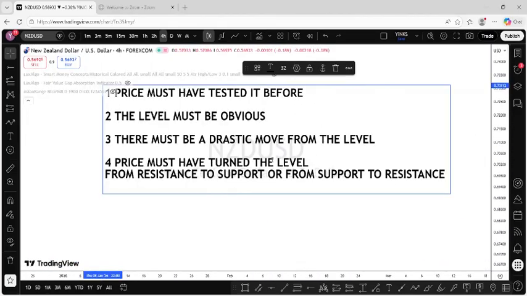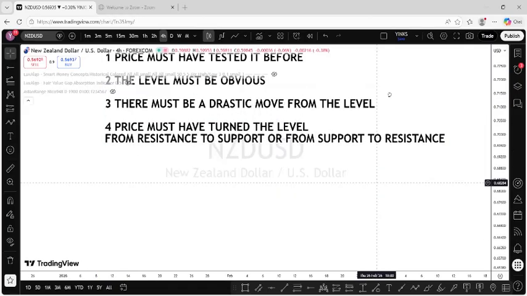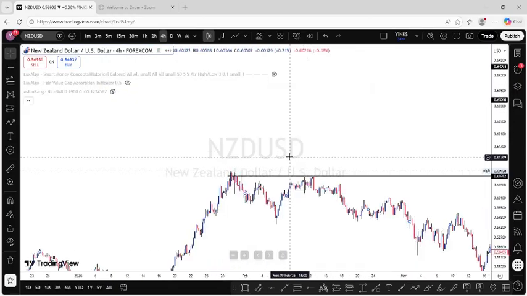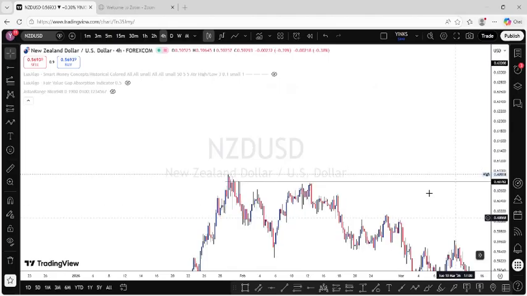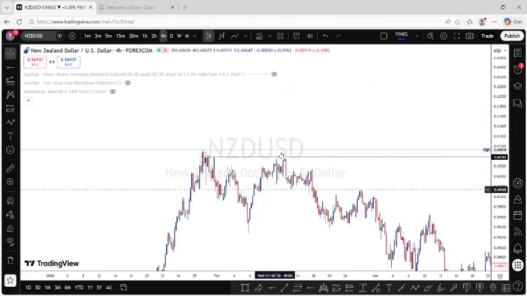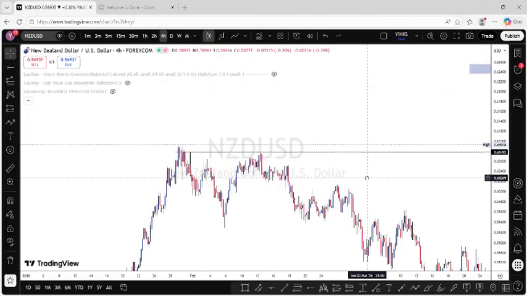The price must have turned the level from resistance to support or from support to resistance. Now, is criteria 4 met here? No. Now, since criteria 4 is not met, does it mean that this level is not valid? The answer is no. The level is very, very valid.